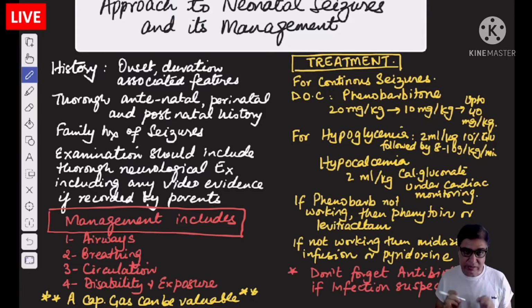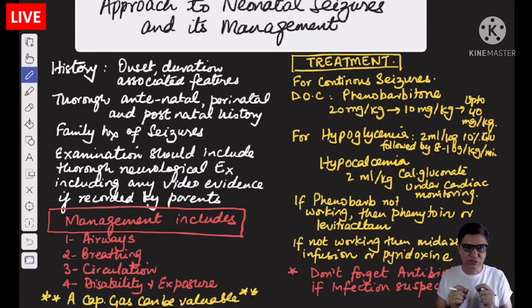In case, let's say, you give either levetiracetam or phenytoin and it didn't work, then the question is, what would be the third step? What would be the third drug in the management of neonatal seizures? In that case, we go for benzodiazepines.